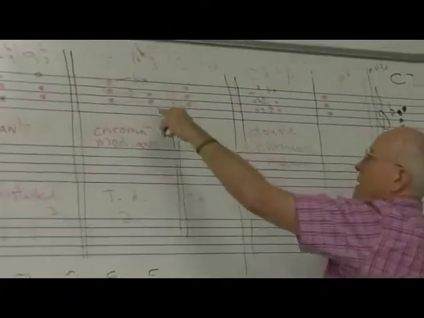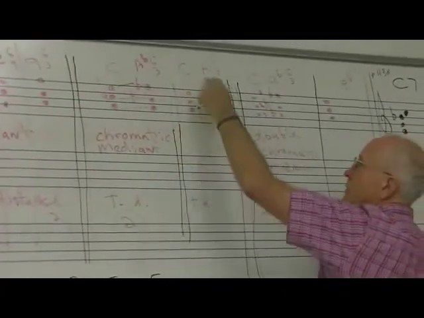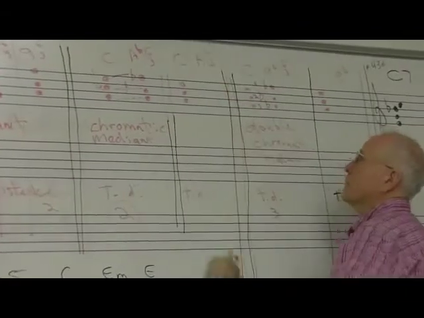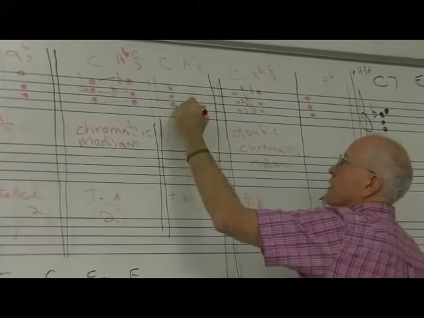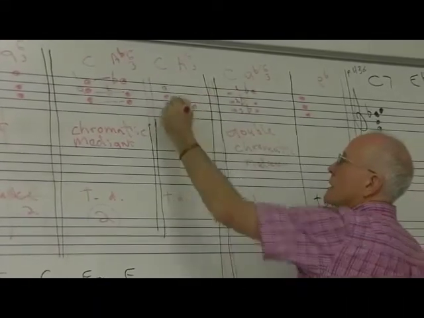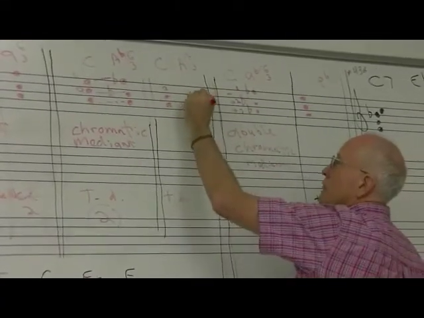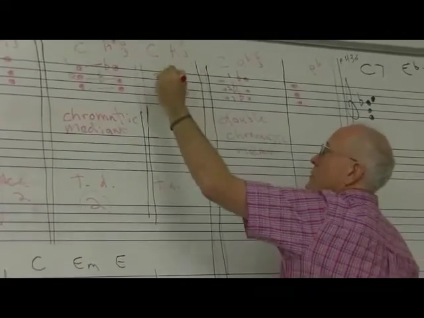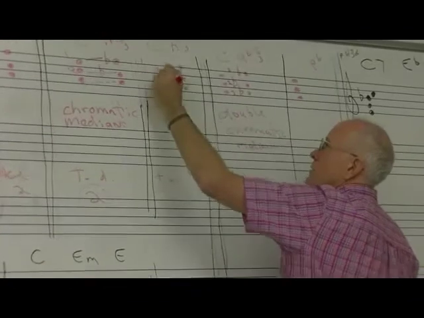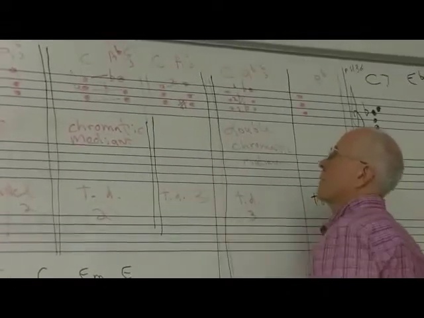Another chromatic median motion could be from C to A. So let's see, what would that one be? Well, I would have to move to C sharp here. That would be the closest way to move that one. The E, of course, could stay the same. And then I'd have to move up here 2 semitones. And so this would be a total distance of 3.